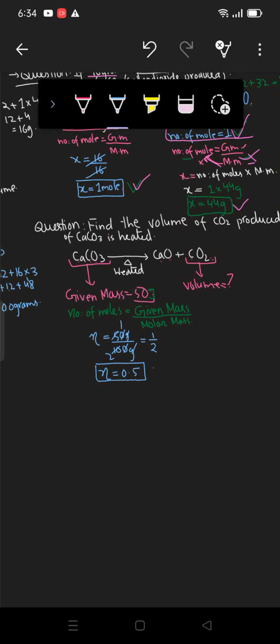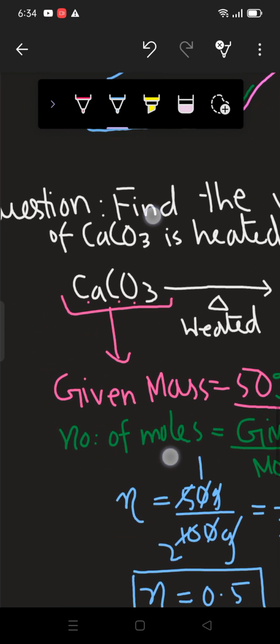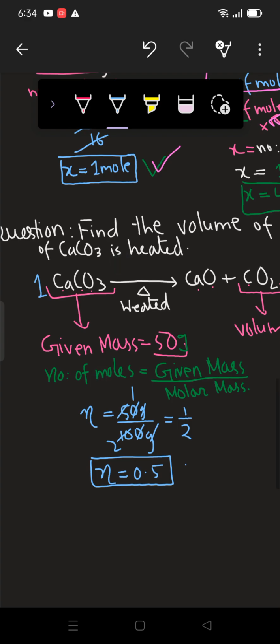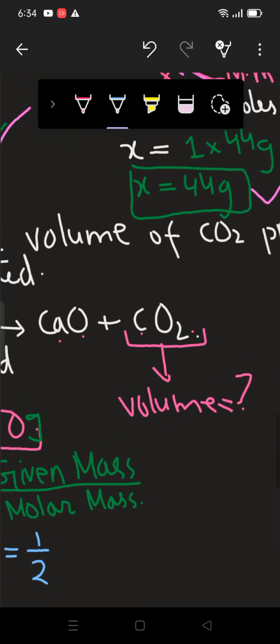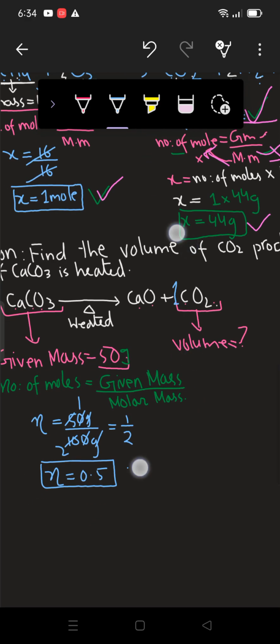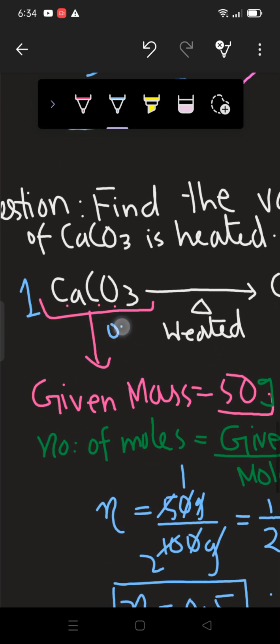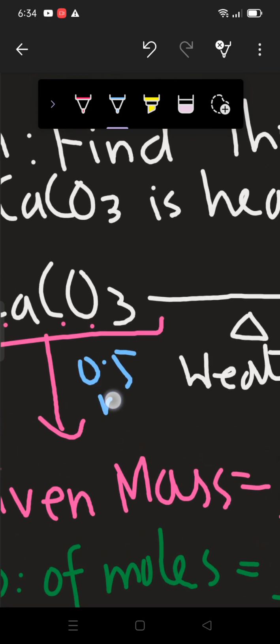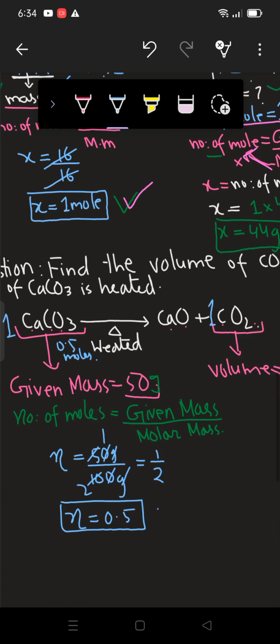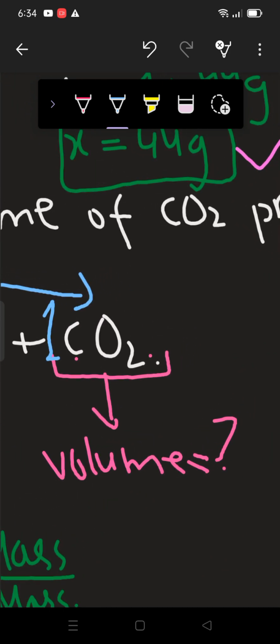Now we need to calculate the volume of the carbon dioxide, right? Now here we have basically 1 mole, right? So if there is 1 mole, there is 1 mole of it as well, the coefficient, right? So if there are 0.5 moles of calcium carbonate heated, of course 0.5 mole of carbon dioxide will be produced as well in the product side, right? So 0.5 mole.